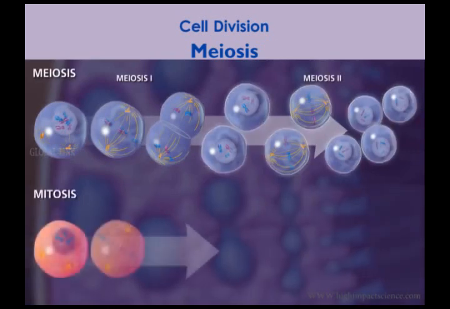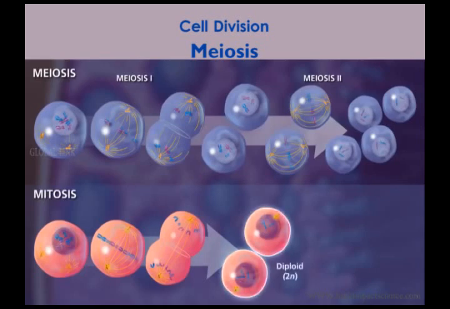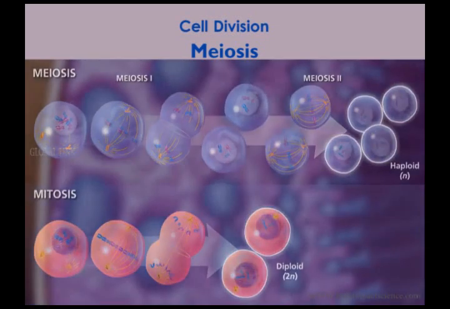Although the processes of meiosis and mitosis look similar, there are a few differences. The obvious difference is that mitosis results in two diploid daughter cells, while meiosis results in four haploid daughter cells.